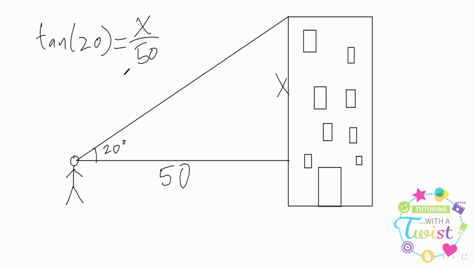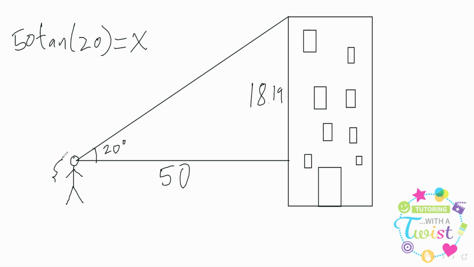So in this case, how do we solve for X? Well, it's simple. We'll just multiply both sides by 50. Move that over there. I'll go ahead and use my calculator to evaluate that. 20, find the tangent, and multiply that number that you get by 50. And there we go. I've got 18 meters, which I think is a reasonable height for a building, 18.19.